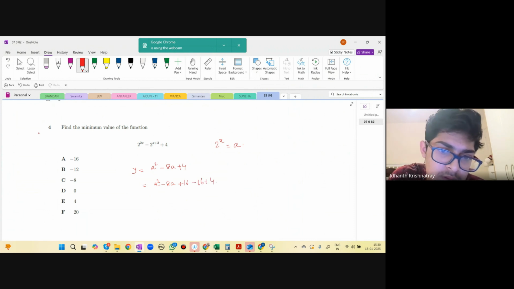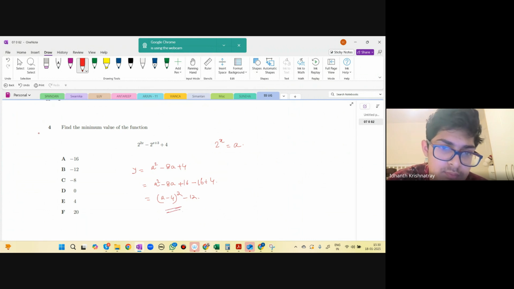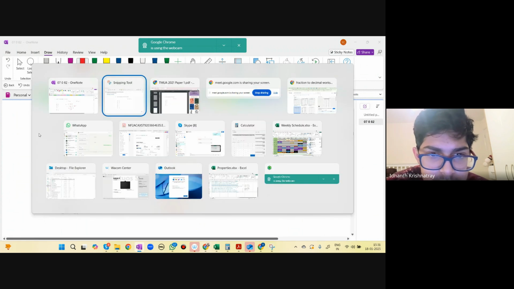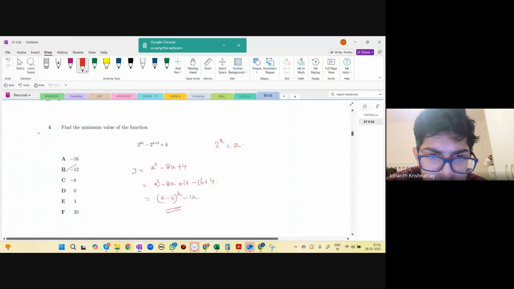Minus 2 plus 4. So this gives you a minus 4 square minus 12. So I need the minima value of this. Minima will happen when the first term goes to 0. So that is minus 12. Yes, a will be 4. That means x will be 2, right?